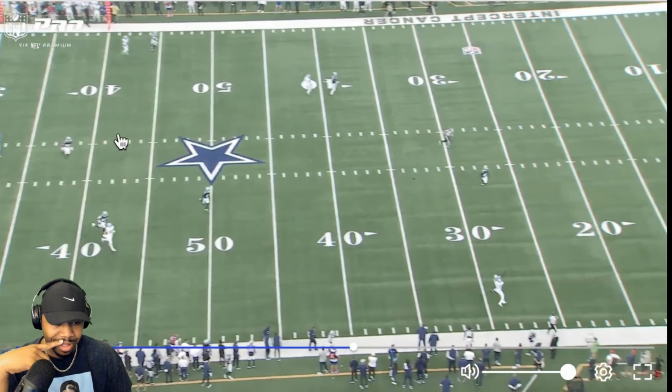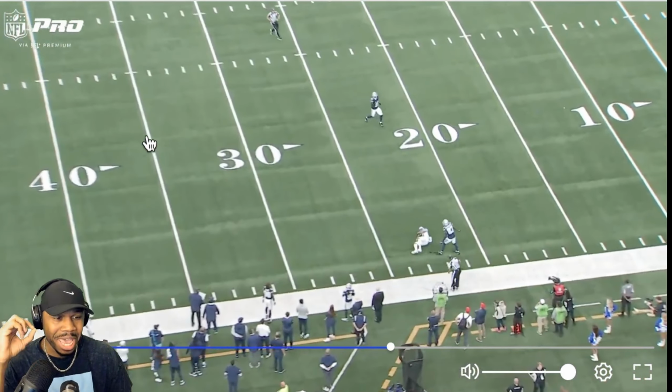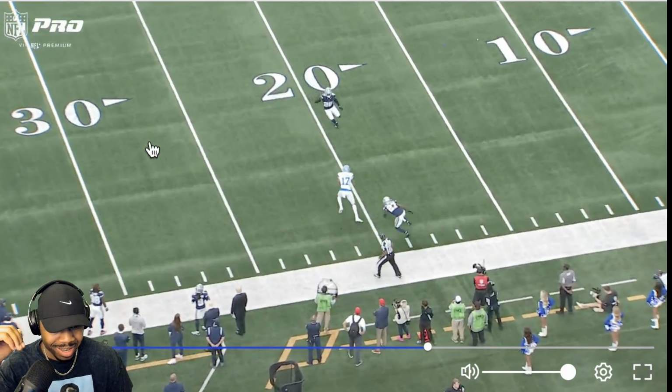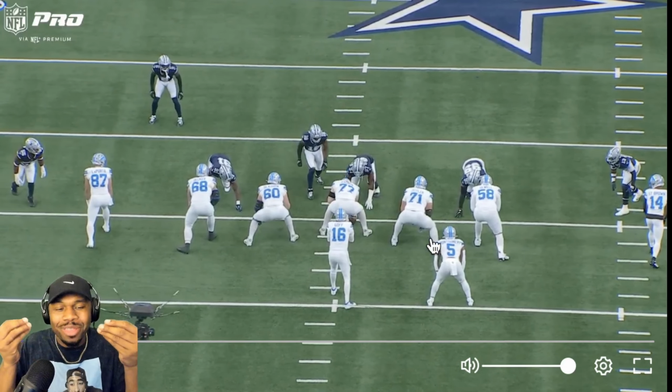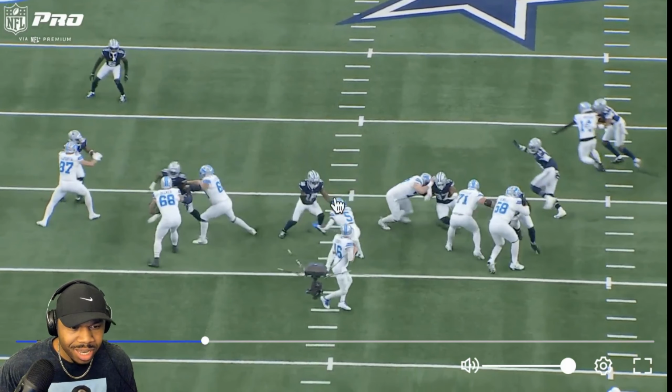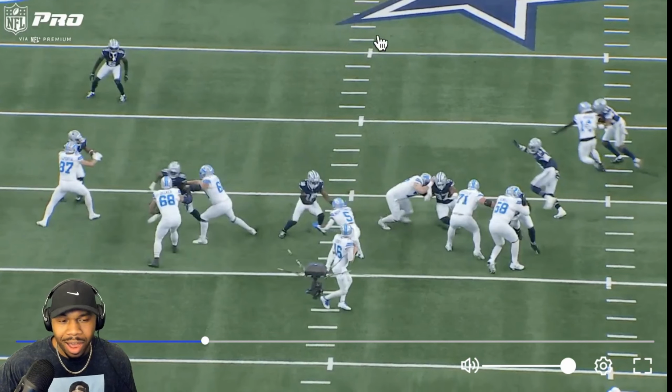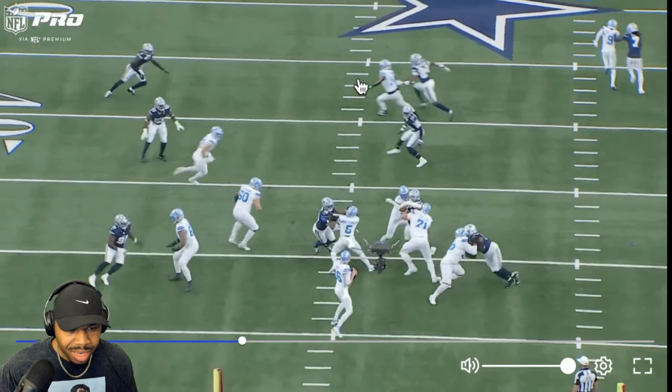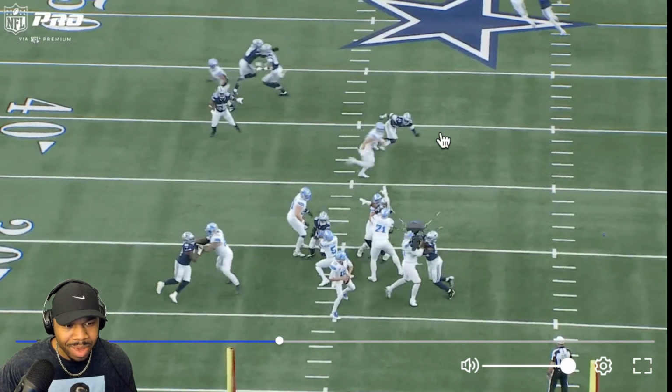Dude, I'm sorry. That is one hell of a money down. Jared Goff is worth all the monies. So let's see. Look at his drop. He's turning his helmet, keeping the free safety honest, and he goes back to Tim Patrick and loads up. He threw this thing with anticipation.